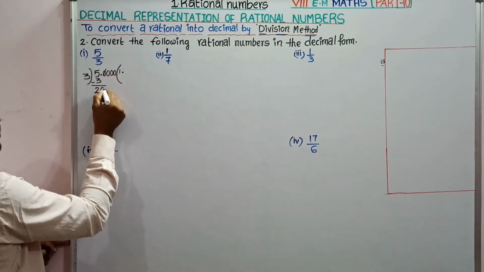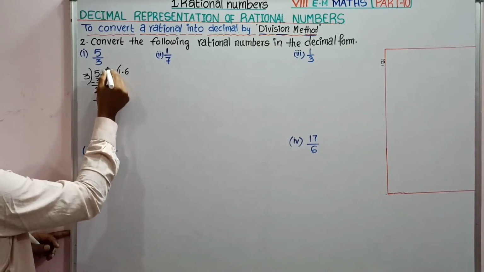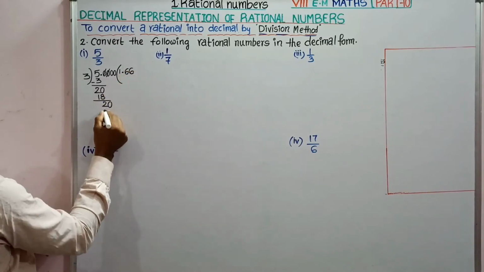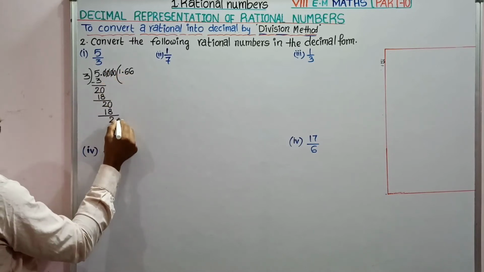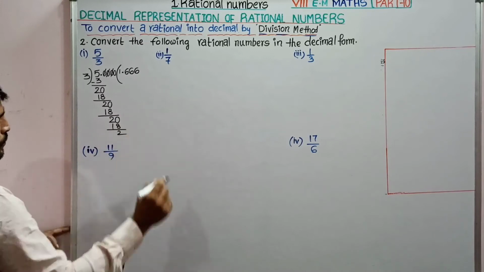Drop this 0. 3 sixes are 18. Remainder is 2. Again drop this 0. We get 20 as the new dividend. Again 3 sixes are 18, and the remainder is 2. Again drop this 0. We get the new dividend as 20 again. 3 sixes are 18. Remainder is 2.